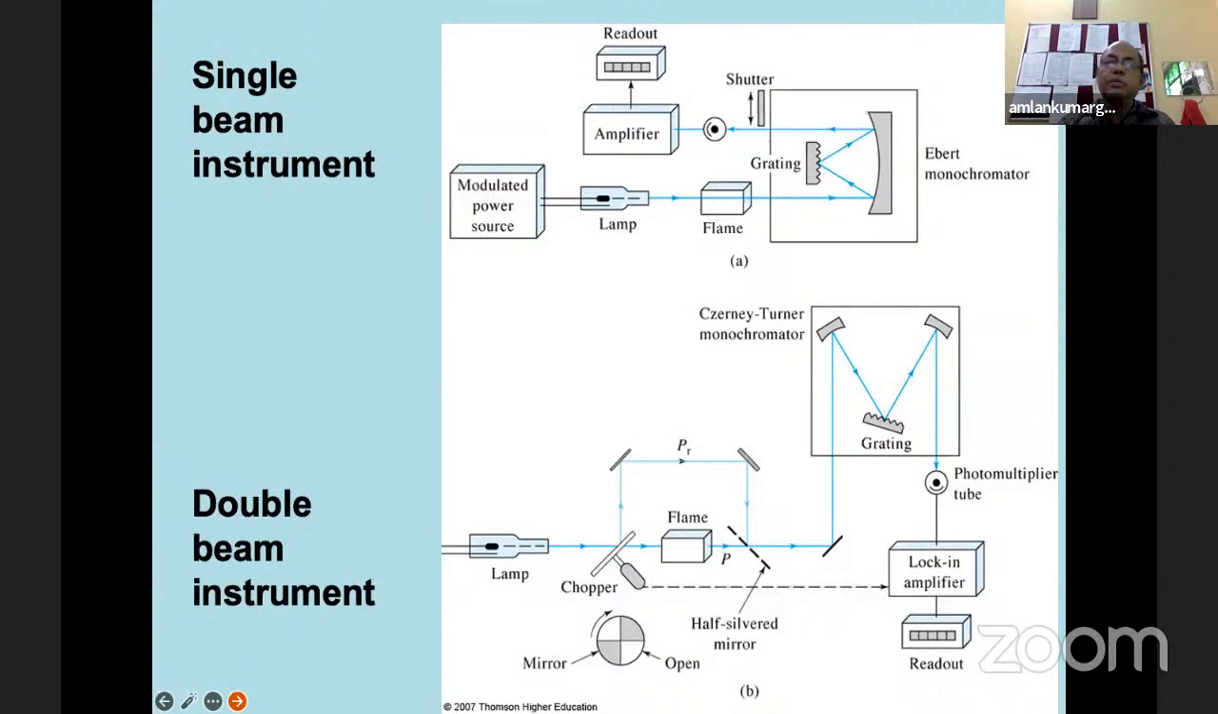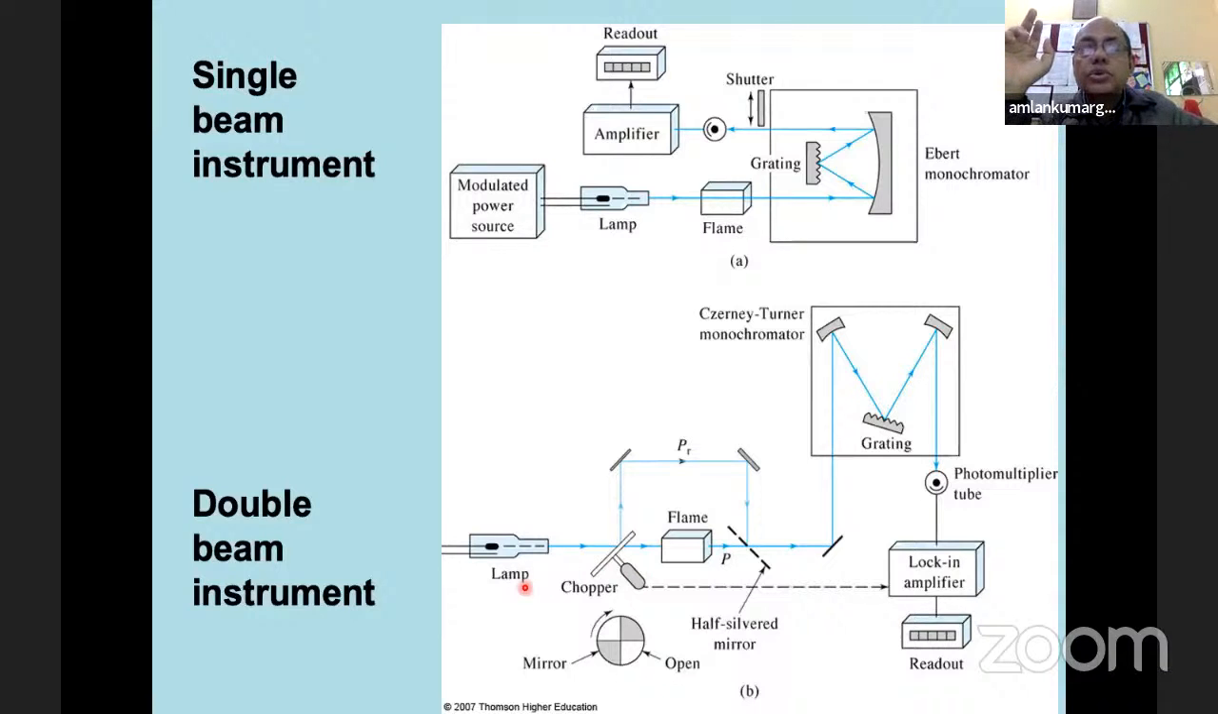Then there are single and double beam instruments. Single beam instruments means only one beam passing through. In double beam instruments, because if the voltage fluctuates, then your signal to the readout will also fluctuate, and hence you will get differences in reading. That is why you need a double beam instrument wherein the single beam is split into two, and you get a ratio effect. That means, for example, you have a reading of 2 and 4.